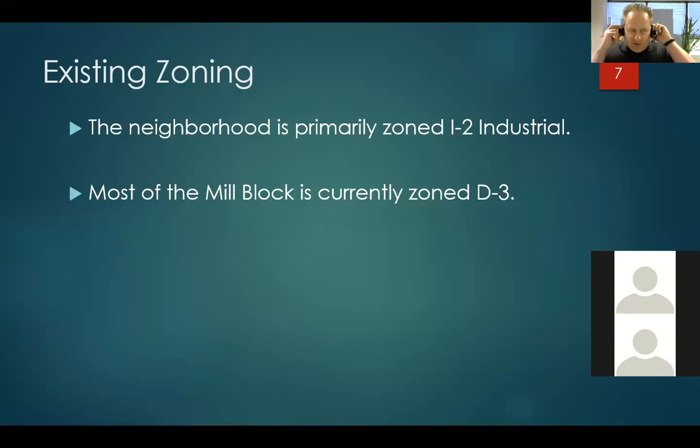Okay, so let's talk about zoning now. So the neighborhood is primarily zoned I2 industrial. We do have some D3 within the neighborhood currently. So most of that mill block, that block along Kansas Avenue north of First Street, is zoned D3, and some other property as well.